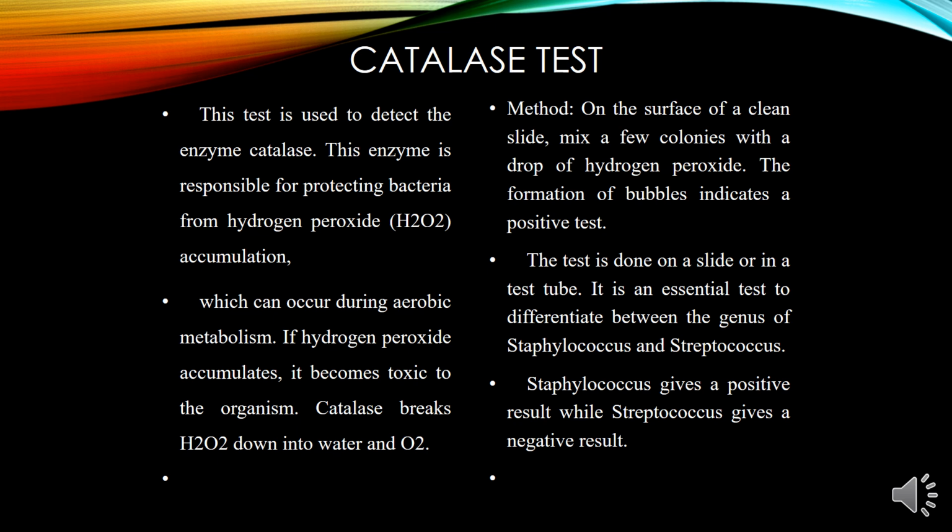The method: on the surface of a clean test tube or a slide, mix a few colonies with a drop of hydrogen peroxide, and the production of effervescence or bubbles indicates a positive test. This test is done on a slide or in a test tube, as I told you already. It is an essential test to differentiate between the genera Staphylococcus and Streptococcus. Staphylococcus gives a positive result and Streptococcus gives a negative result. Okay, I think you are clear about this.